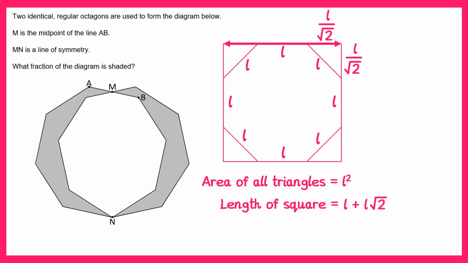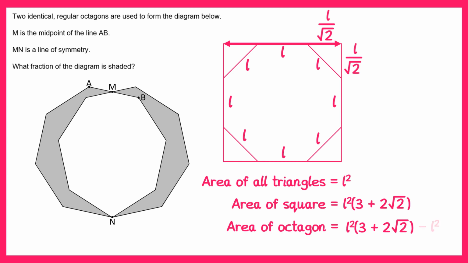We can factorise out the L's here to get L lots of 1 plus root 2, and then to find the area of the square we just need to square this length. So we'll get L squared, and then this bracket squared. If you expand out this bracket you end up with this. And then to find the area of the octagon, we're going to do the area of the square, subtract the area of all of the triangles.